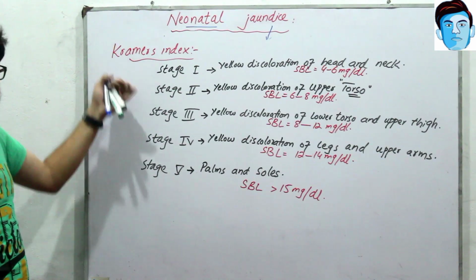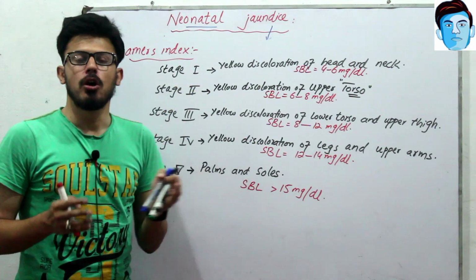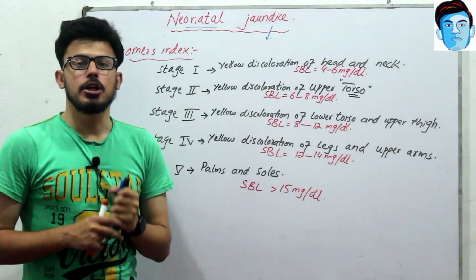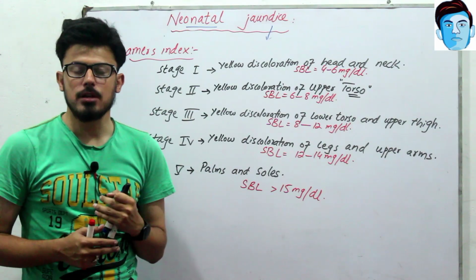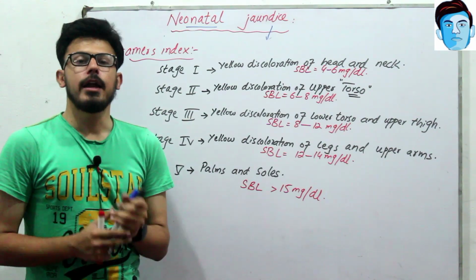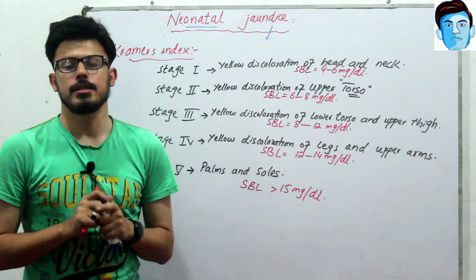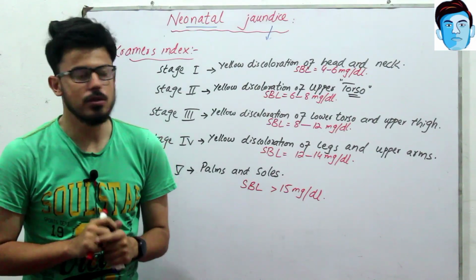I repeat, there are 5 stages in the Kramer index. In stage 1 the yellow discoloration is localized to head and neck, stage 2 upper torso, stage 3 lower torso and upper thigh, stage 4 legs and upper arms, and at the last, stage 5, palms and soles. So it is important.